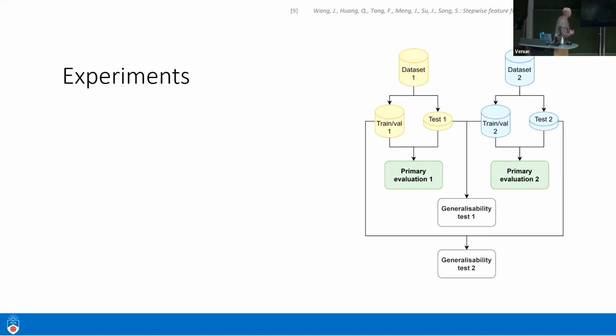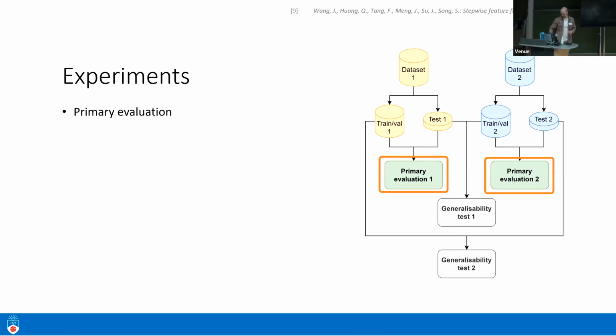So you can see at the top we start with these two data sets. And obviously we do the usual splitting into training, validation, and testing sets. And we start off with a primary evaluation where we take the training and validation set from one data set and use that to optimize the weights of the model, and then test it on images from the test set from the same data set.